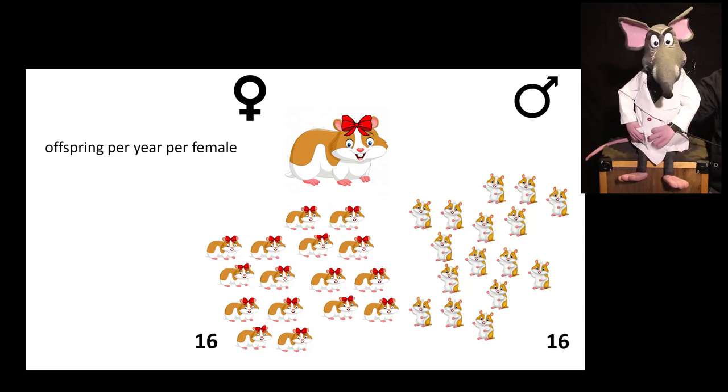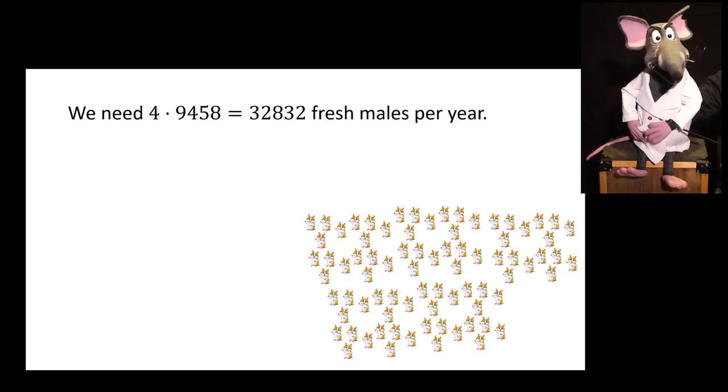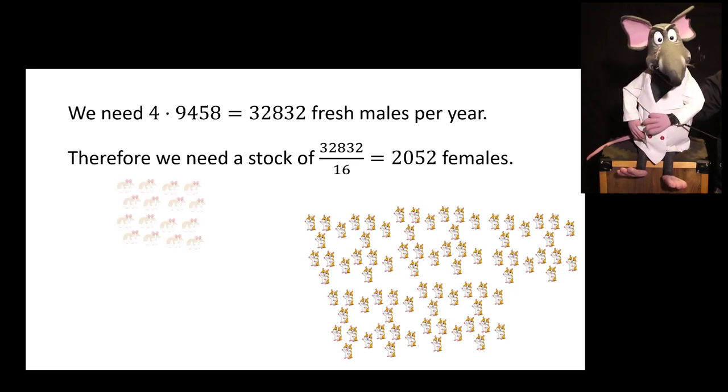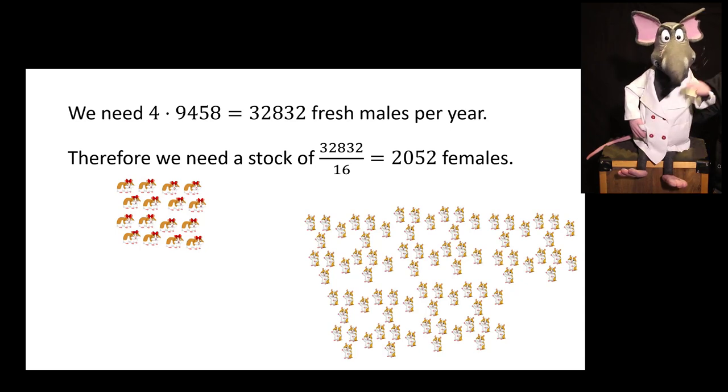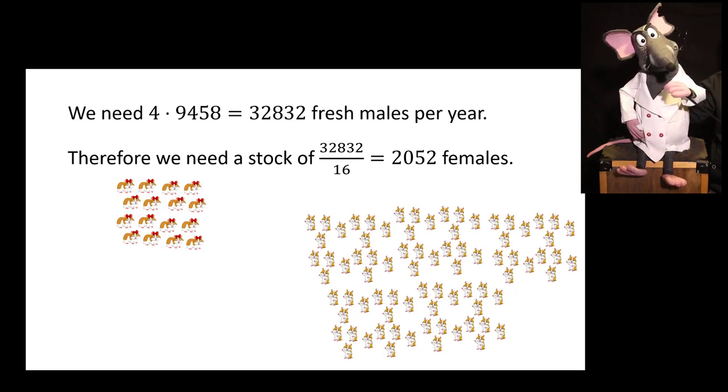So I found out we need 4 shifts a day, and that means that we need about 32,000 hamsters every year for our system. So we know that an average female produces only 16 males per year, and that means that we need about 2,000 females to keep our system running. Some of you might have noticed that our 2,000 females not only produce our 32,000 males, but also the same amount of females. That means we have an overproduction of females of 30,000 per year. But I found a solution for that problem, and it makes my system even more environmentally sustainable.